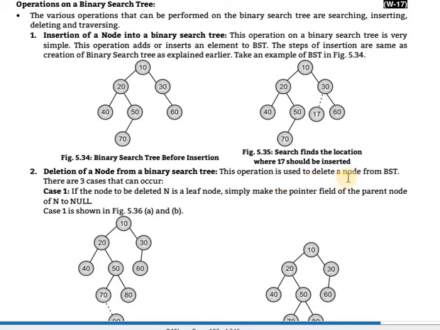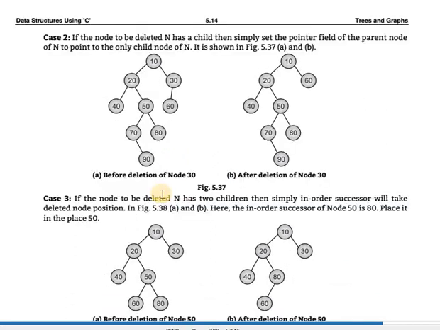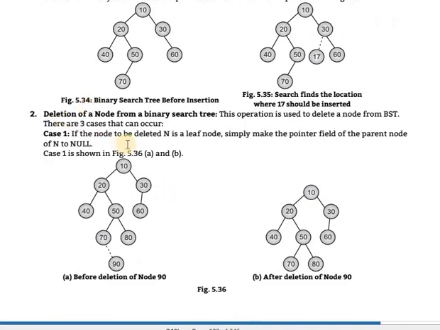This operation is used to delete a node from the BST. There are three cases that can occur. Case 1: if the node to be deleted, n, is a leaf node, simply make the pointer field of the parent node of n null. The figure shows A and B, before deletion of the node 90 and after deletion of the node 90.